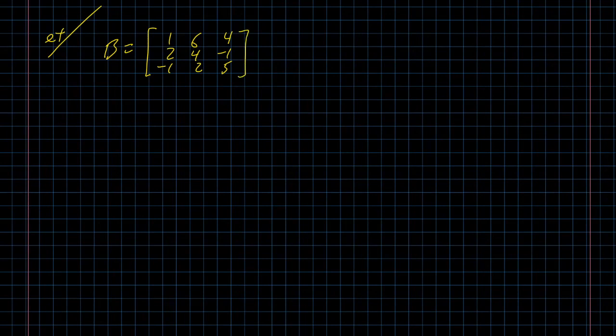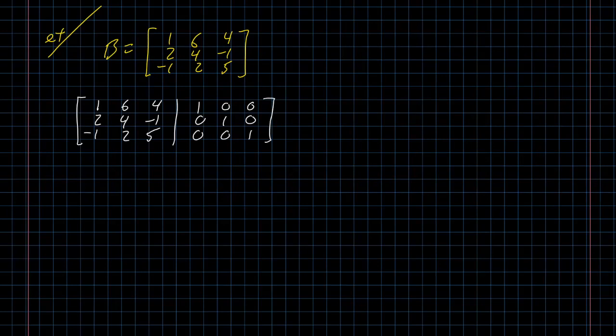And I can set up using the exact same process we used before. Augmented matrix, left-hand side is matrix B, right-hand side is the identity matrix. And I can start into my elementary row operations. All right, row 2 minus twice row 1, row 3 plus row 1.